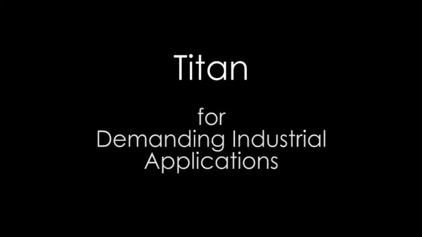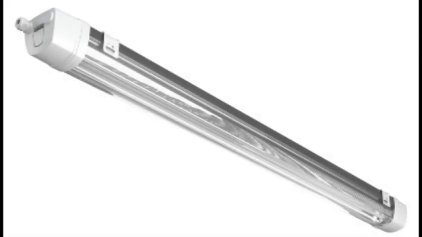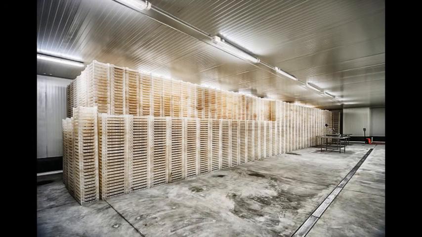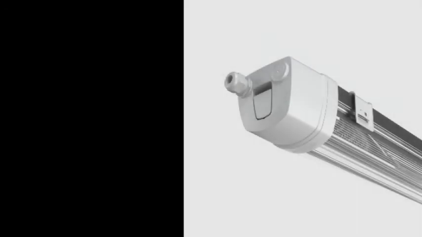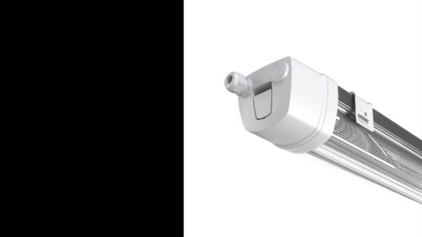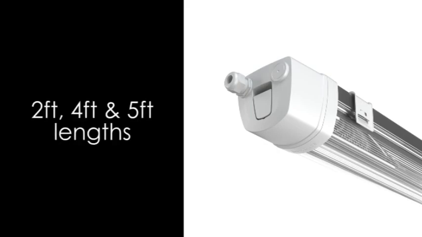Titan, for demanding industrial applications. JESCO is proud to introduce the Titan industrial light fixture, which is ideal for demanding applications such as parking garages, warehouses, and cold rooms. The Titan's polycarbonate construction makes it corrosion, flame, and vandal resistant. It is available in 2, 4, and 5-foot lengths.